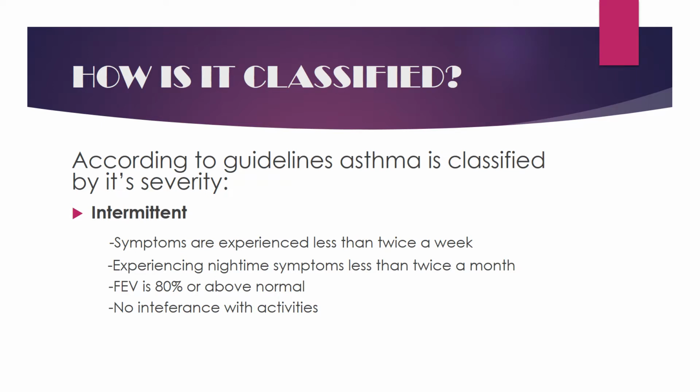Now, how is asthma classified? According to guidelines, asthma is classified by its severity. Asthma has 4 classifications as it may present itself or progress. These classifications determine the treatment that is received, and they are as follows. Intermittent: you have symptoms that you experience less than twice a week. Experiencing nighttime symptoms less than twice a month. FEV, again, is your forced expiratory volume, and this is 80% or above normal, and there is no interference with activities.